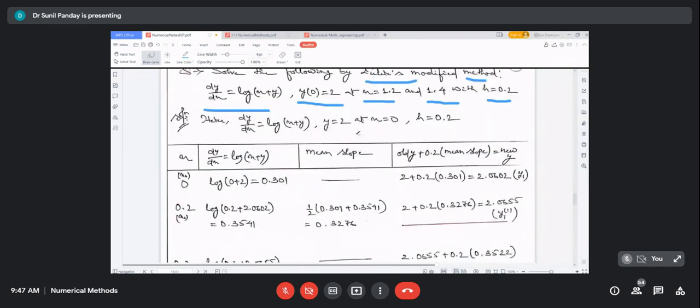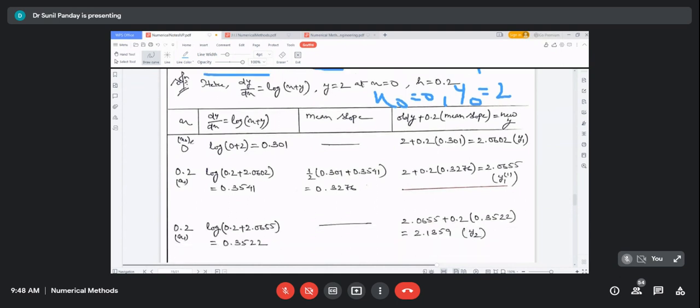So in this case, our x naught is like 0, and y naught is 2, and the common step is also given here, 0.2, and then we have to calculate the value of y at 1.2 and 1.4. So first we calculate x naught. X naught is given 0. Then we calculate f of x naught, y naught, and this is actually this one.